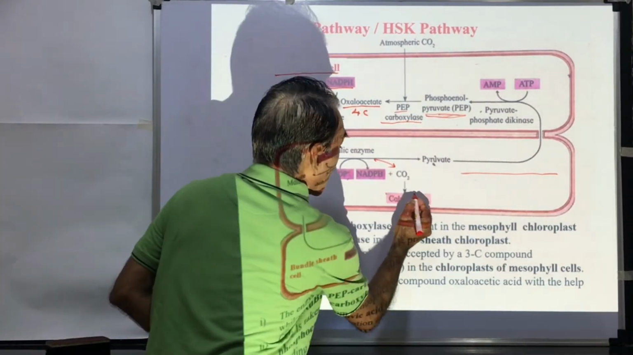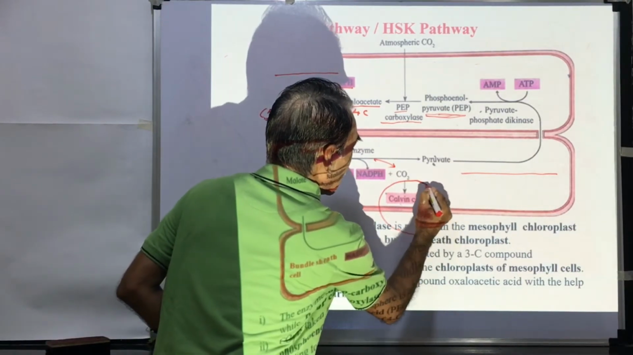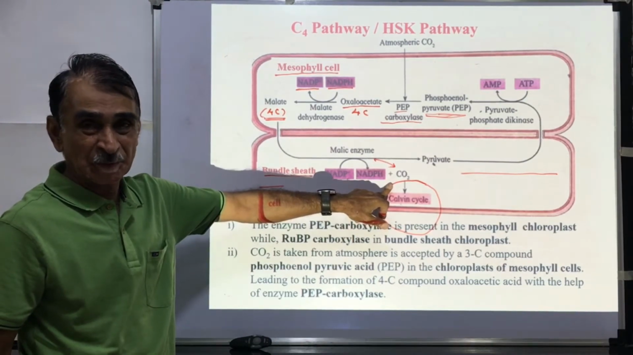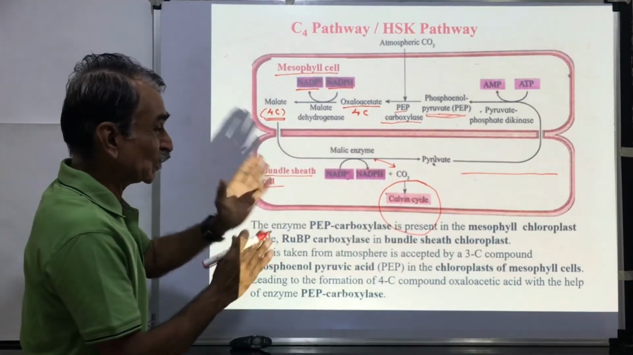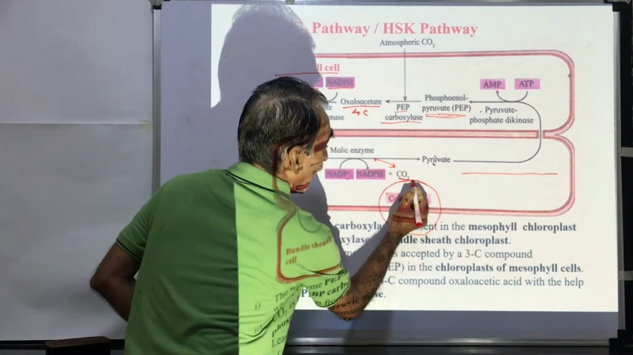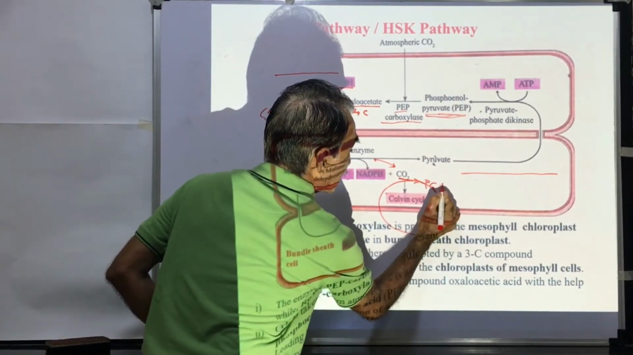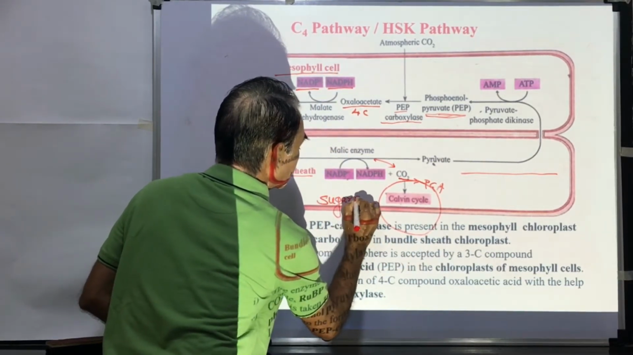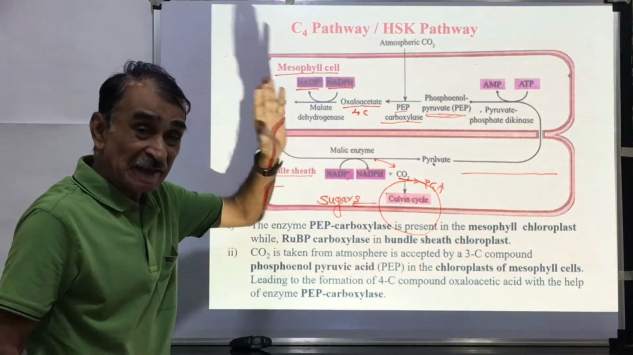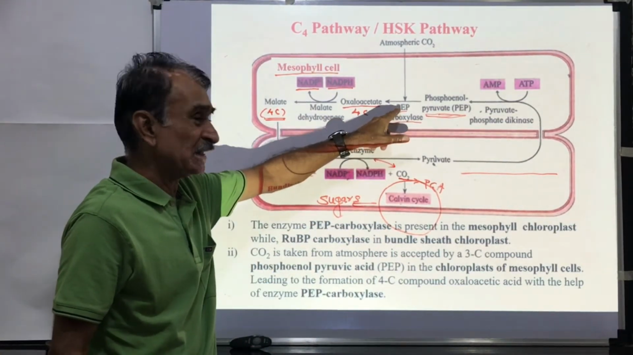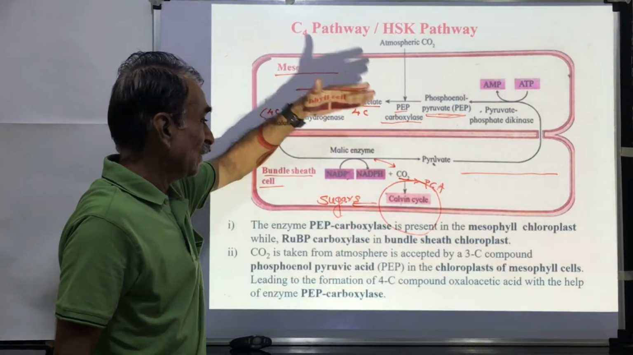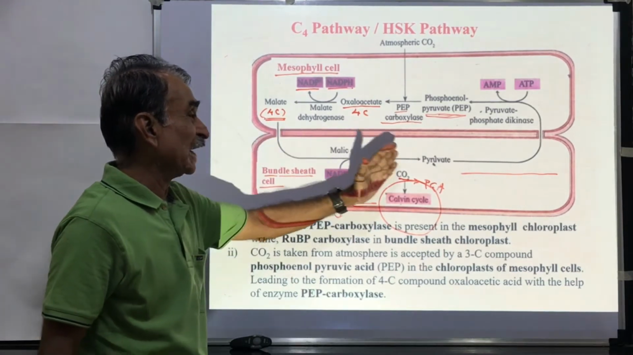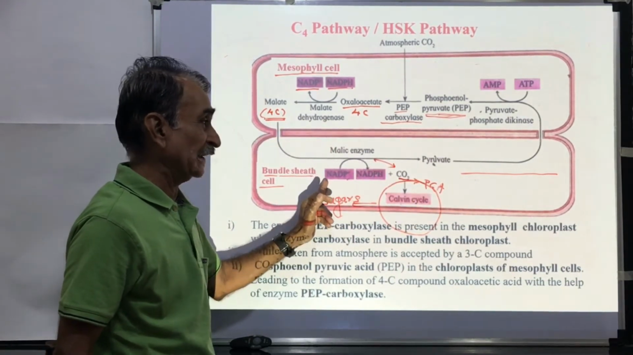This CO2 is accepted in the Calvin cycle by the Rubisco enzyme, ribulose 1,5-bisphosphate carboxylase. Rubisco accepts CO2, and there is formation of phosphoglyceric acid, and then different types of sugars or carbohydrates. This means there is a double CO2 fixation: CO2 fixation in the mesophyll cell, and CO2 fixation in the bundle sheath cell. Here, malate is oxidized to pyruvate in the presence of malic enzyme.